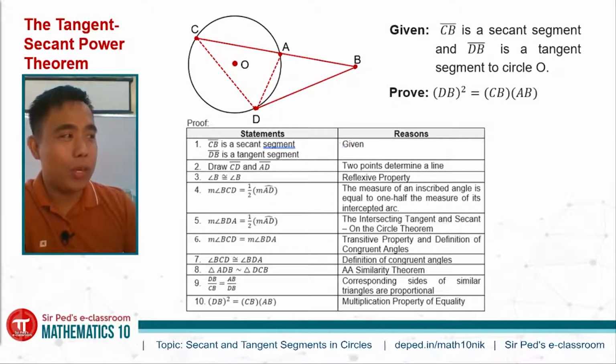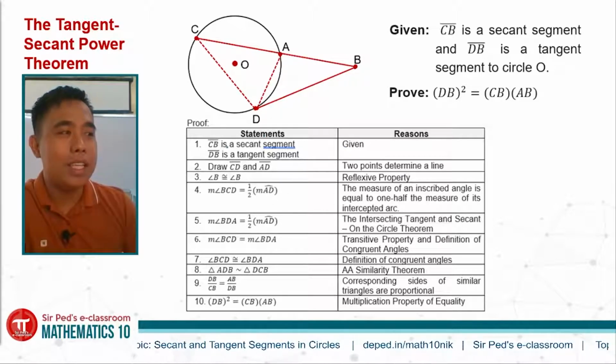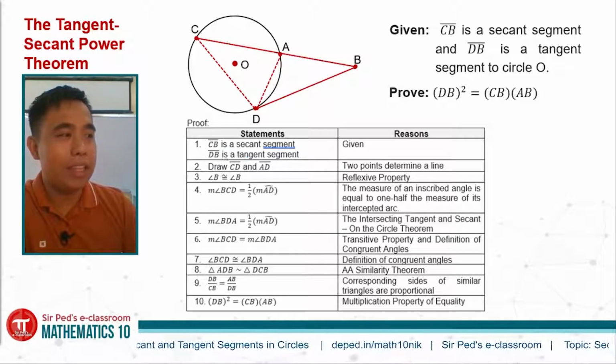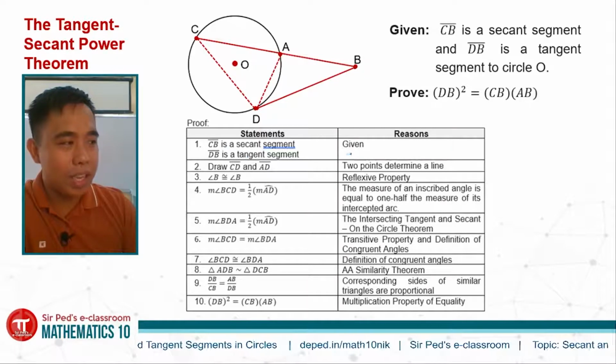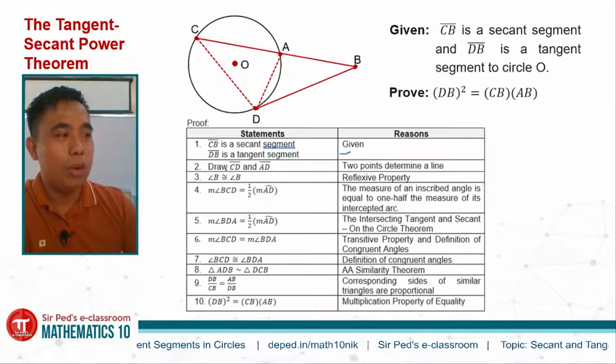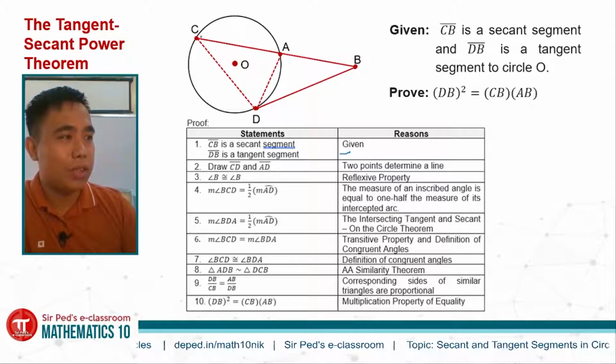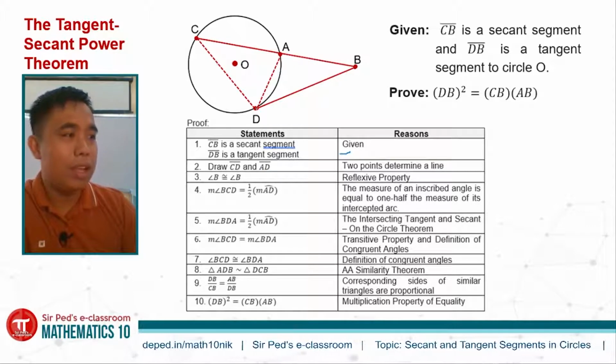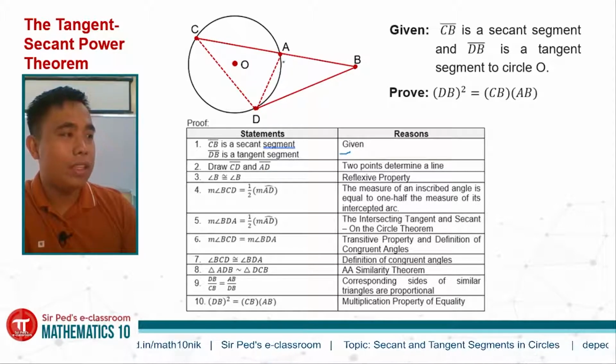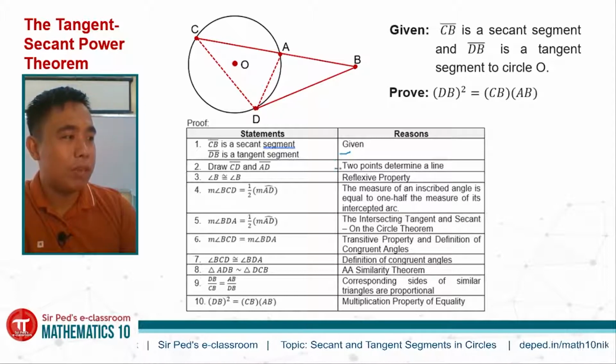Number 1, we're going to write the given. CB is a secant segment and DB is a tangent segment. Reason: given. We're going to draw segment CD and segment AD. Reason: two points determine a line.